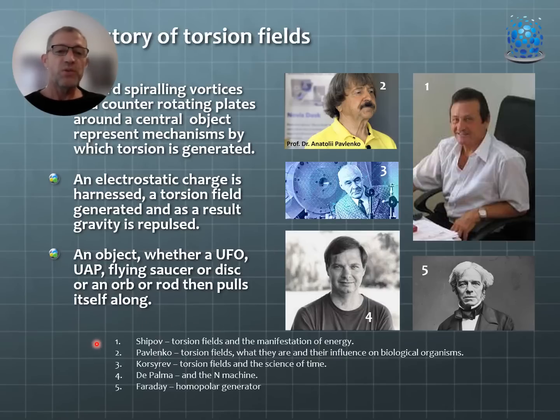Now, I've got the authors here and the researchers: Shipov, torsion fields and the manifestation of energy; Pavlenko, torsion fields, what they are and their influence on biological organisms; Korsarev, torsion fields and the science of time. And then we get into De Palma and the N machine, and Faraday and his homopolar generator. But I'd like to pay a particular reference to the Russian scientists and their work on torsion fields, because the work's quite hard to come by, and it took a bit of work tracking down their papers, of course.